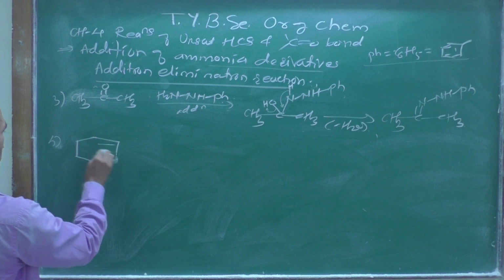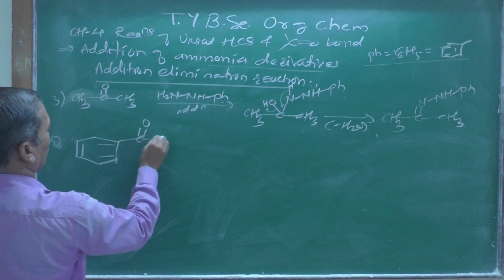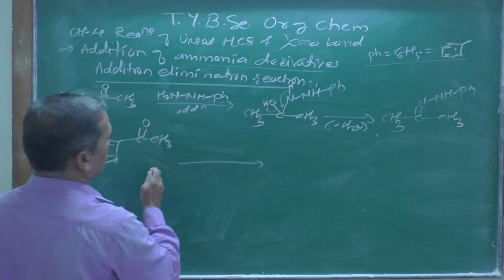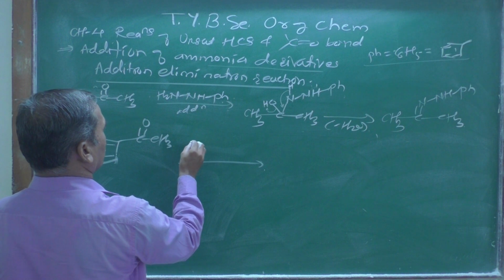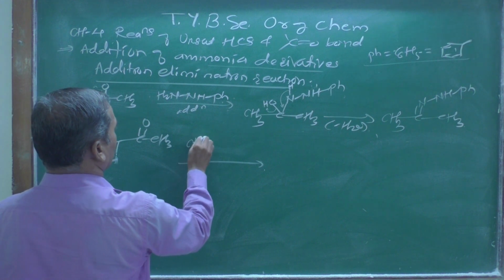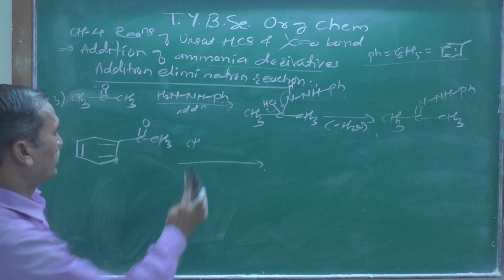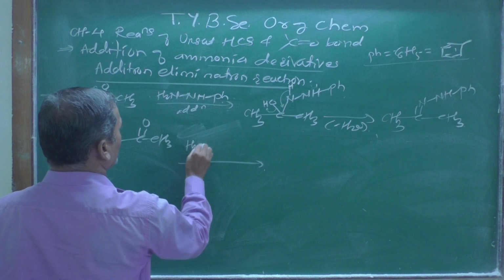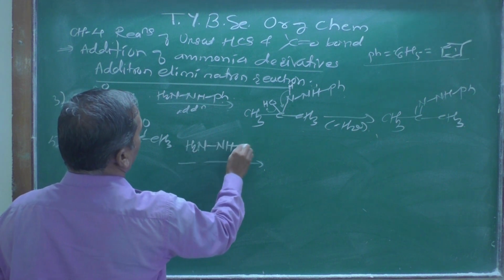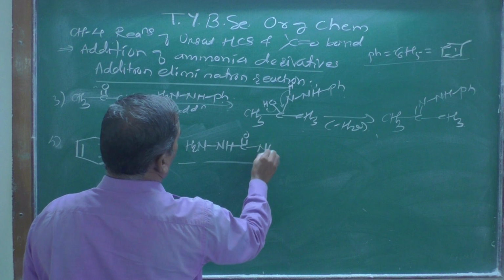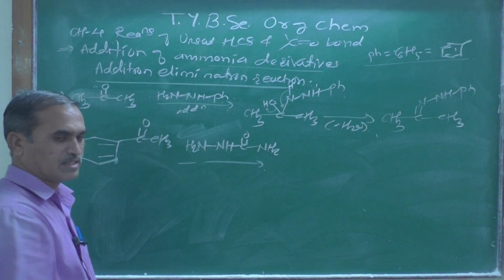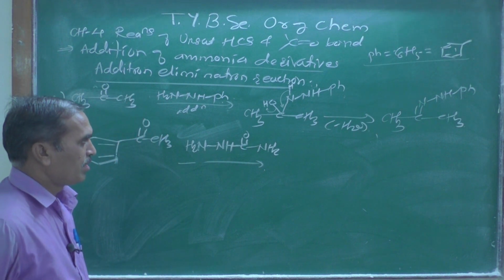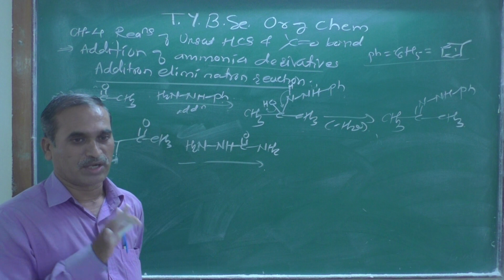Can you tell me the name of this compound? C double bond O, CH3. Directly predict the product. Suppose let us see here. H2N, then NH, C double bond O, and NH2. Now the name of this compound we know that it is a semicarbazide.